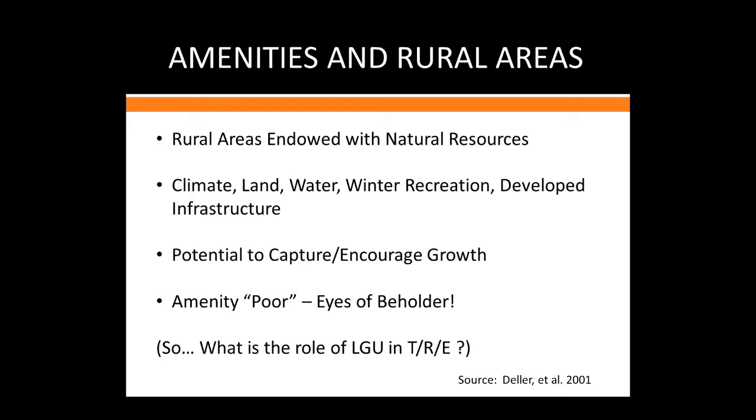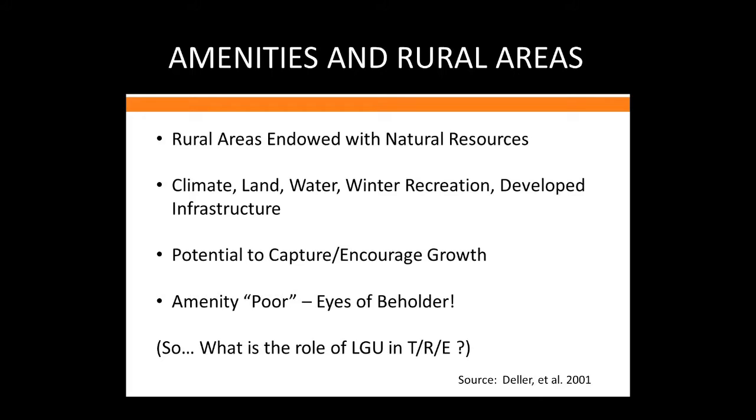Steve Deller and some of his colleagues took a look at these amenities, and they noted that many rural areas were in fact endowed with natural resources. Some of those amenities might include climate, land, water, winter recreation opportunities, and actual development infrastructure. They discussed the potential to capture and encourage growth in rural areas if indeed these amenities existed.